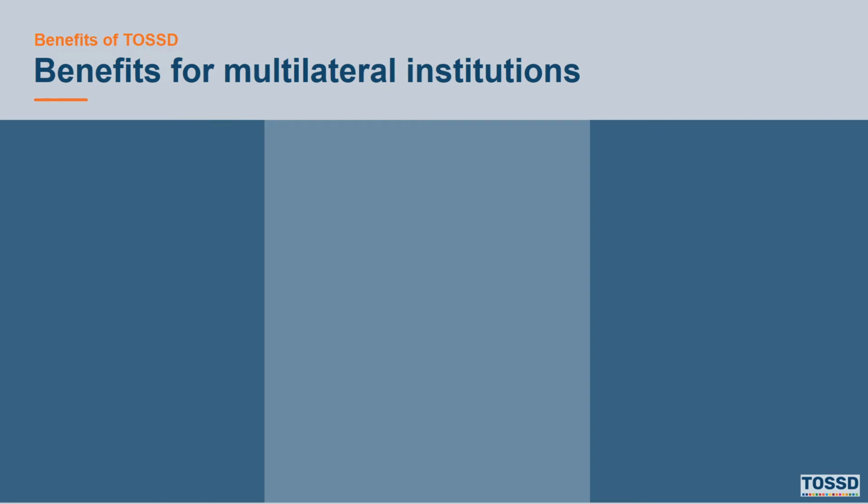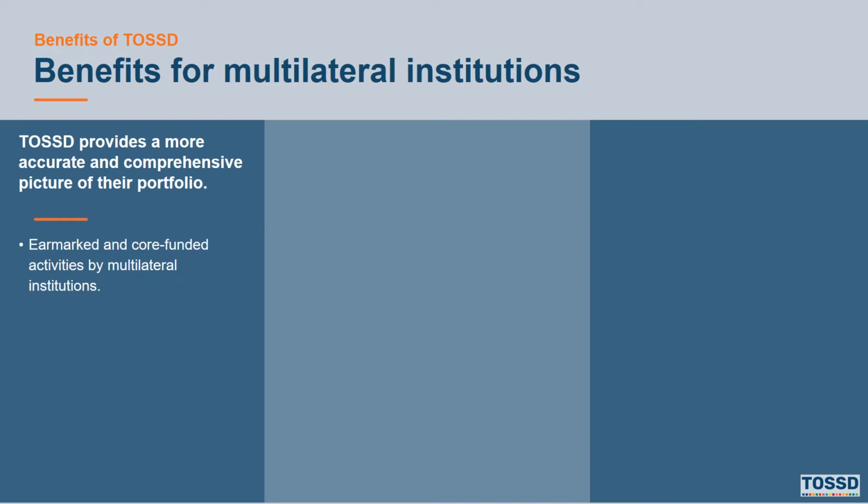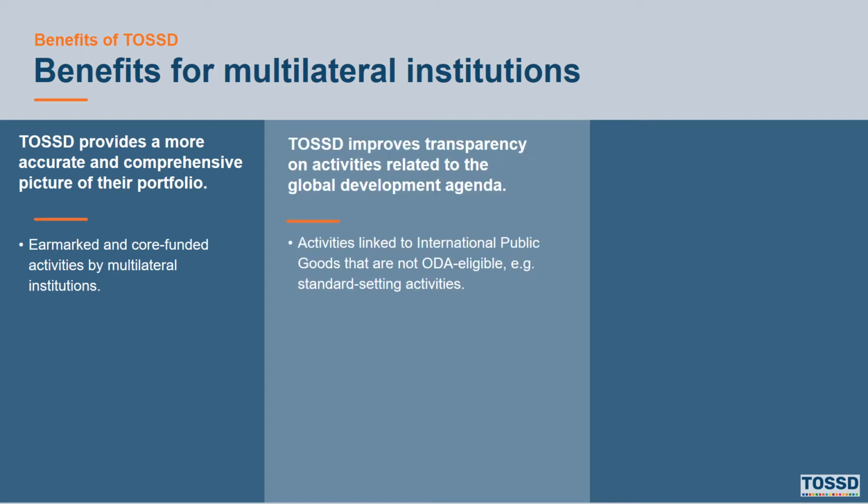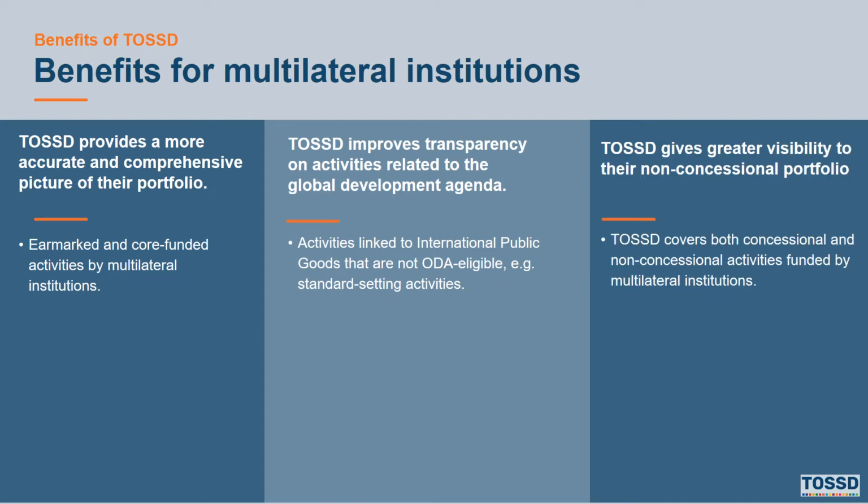TOSSD brings 3 main benefits to multilateral institutions. First, TOSSD provides a more accurate and comprehensive picture of their portfolio by including both earmarked and core-funded activities by these institutions. Second, TOSSD improves transparency on activities related to the Global Development Agenda. For example, it includes activities linked to international public goods that are not ODA eligible, such as standard-setting activities. Third, TOSSD gives greater visibility to their non-concessional portfolio. TOSSD covers both concessional and non-concessional activities funded by multilateral institutions.